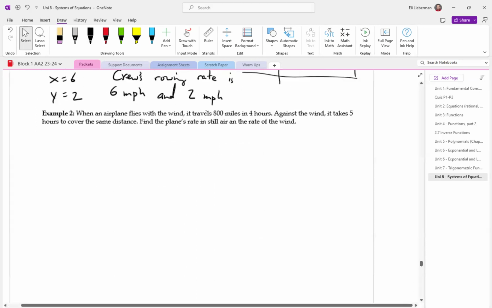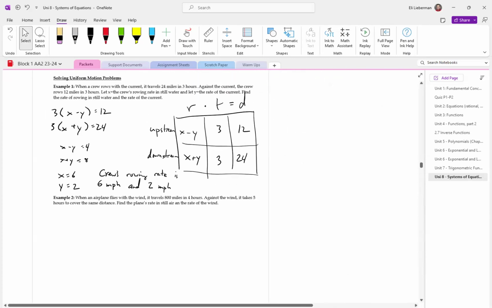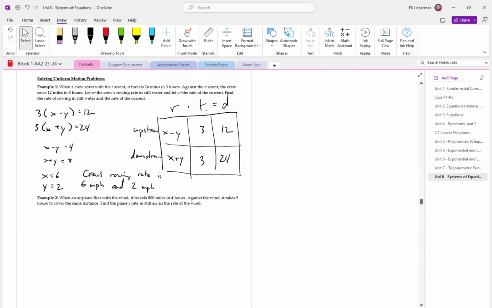No, I'll give you a minute to do example 2. Yeah. I'll give you a moment to work through example 2. By the way, this chart is the guideline. If you want to go directly to the equations, you're welcome to. I highly recommend the chart.